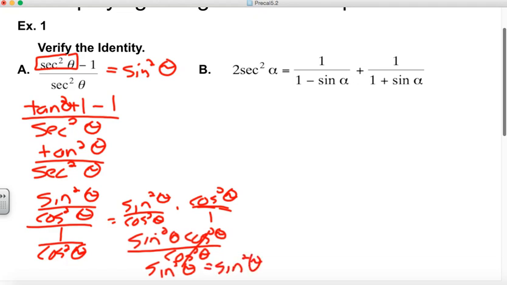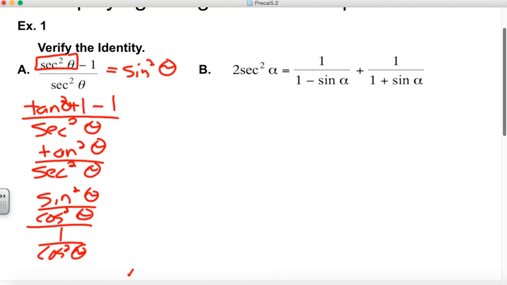Of course, the right side is still sine squared theta. So we verified that left side equals the right side. All right, let's do another one. So on this one, the most complicated side is the right side. I'm going to erase all this to give some more room. So we'll start with the right side and try to change it into the left side.